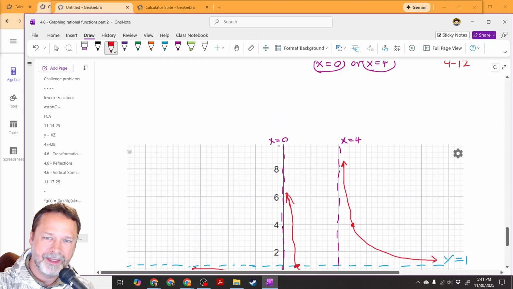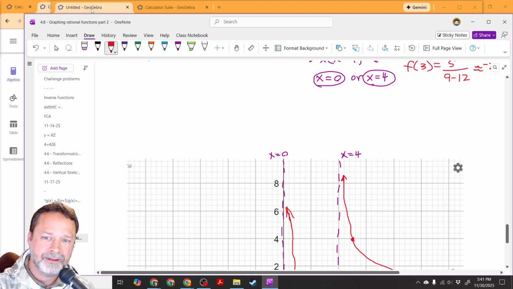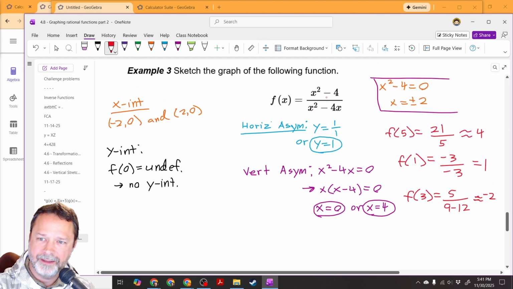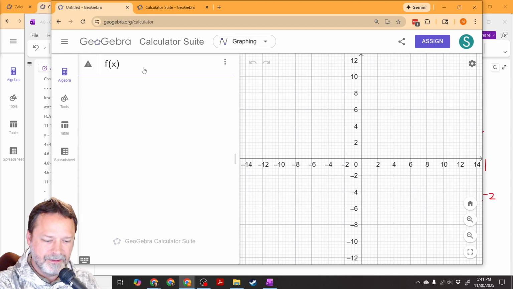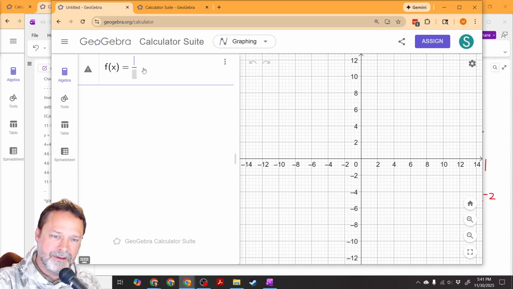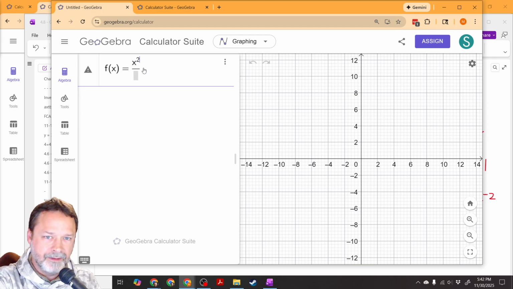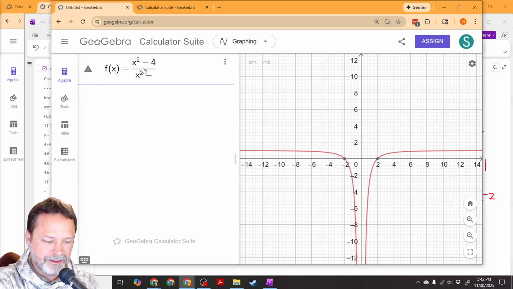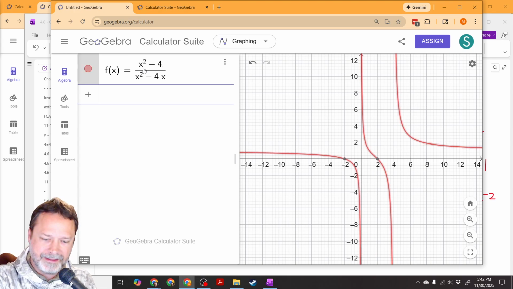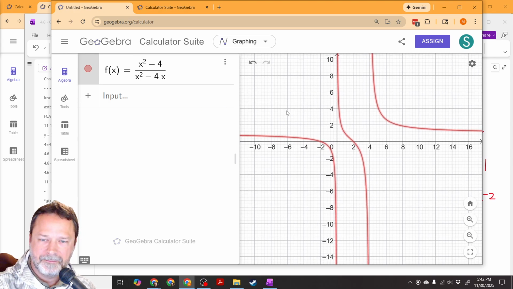Here's another way we can do it. Let's check our graph with technology and see what we're doing. So in this case, we have x squared minus 4 over x squared minus 4x. Oh, yes, it's exactly what we thought. Look at this weird guy. That's definitely what it's doing.